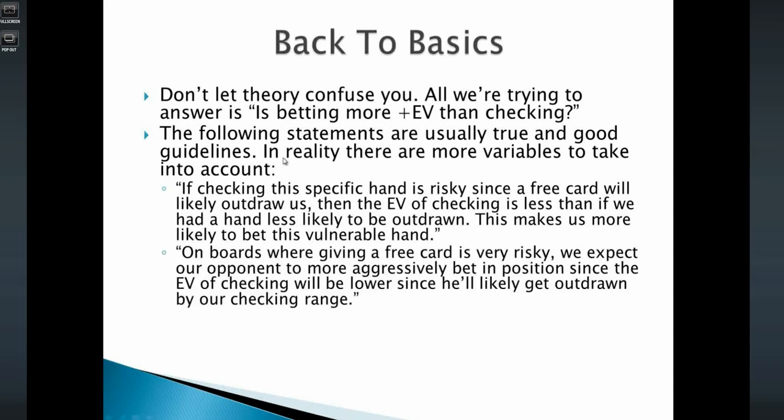Simple enough. On boards where giving a free card is very risky, we expect our opponent to more aggressively bet in position, since the EV of checking will be lower since he'll likely get outdrawn by our checking range. So if it's a board texture where I know my opponent is going to really hate giving me free cards just because there's a lot of risky stuff that can come on the turn, I think he's going to be more likely to bet the earlier streets, whereas if the board's very dry or sort of locked, where it's not likely we're going to outdraw him, I think he's going to be more likely to check back marginal hands.